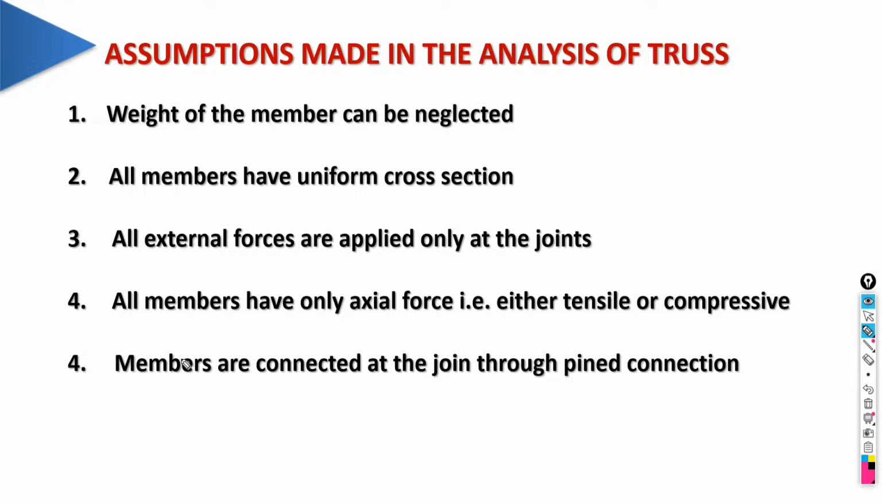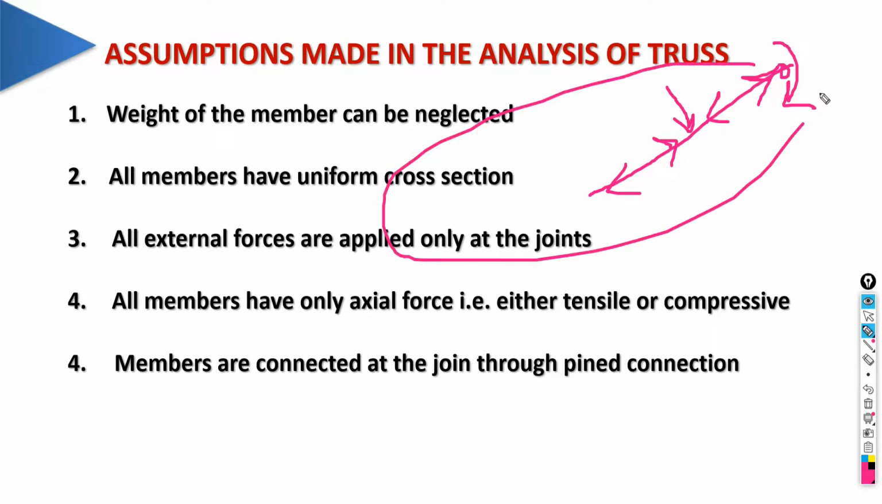Fourth: all the members have only axial force. Your member will be subjected to axial forces, which may be tensile force or compressive force. Two types of axial force nature will be there: either tension or compression. Your member is not going to carry any moment, and your joint is not going to carry any moment. So only axial stresses will be transferred to your member, that may be tensile force or compressive force.